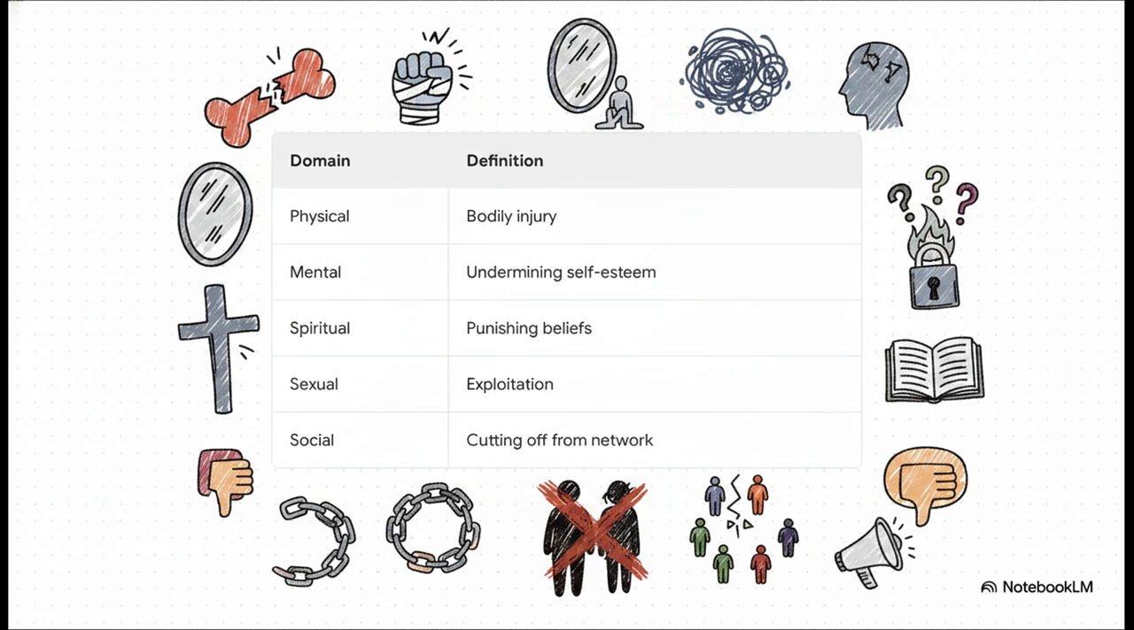Spiritual abuse, that includes punishing someone for having different religious beliefs or cruelly ridiculing their deep opinions. Sexual encompasses any form of sexual violence or exploitation. And then there's social abuse, which is just this incredibly insidious, destructive form of isolation. It's designed to cut a victim off from their social network, their friends, or their family. It can even look like public humiliation or spreading malicious rumors, just to manipulate how others see them.